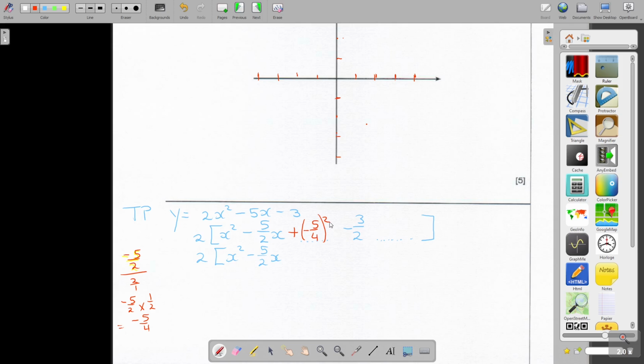Now, it's not necessary that this negative, it will become positive, but let's rather leave it like that. Negative 5 over 4 square. So whatever I add, I must subtract again. Now, I'm sitting with, I can actually already go for my middle because I created already my middle.